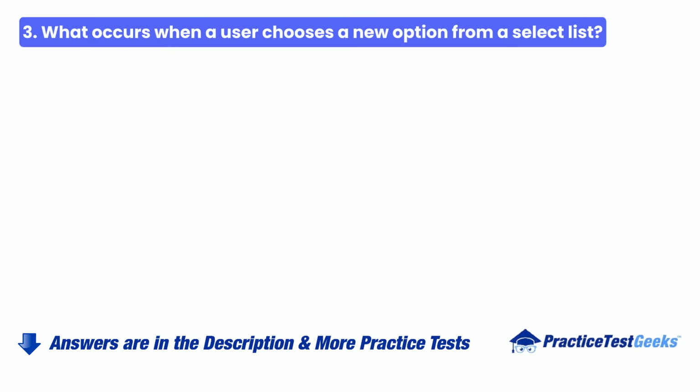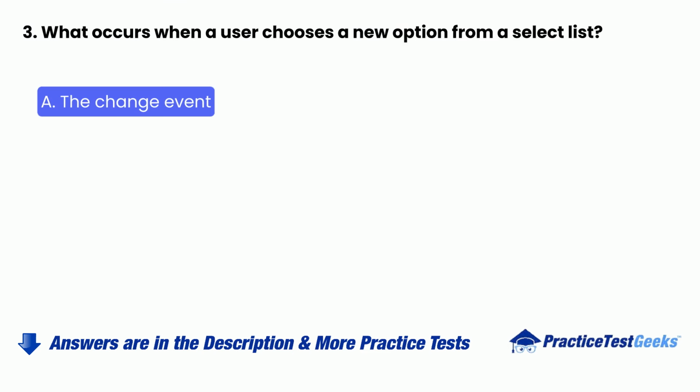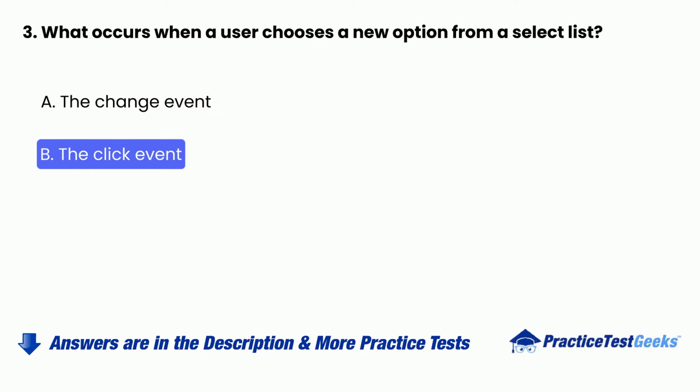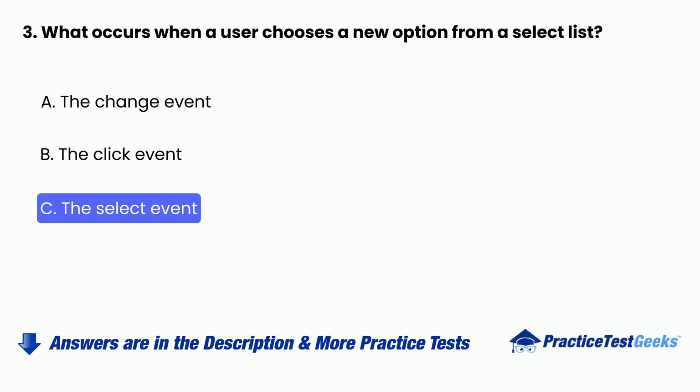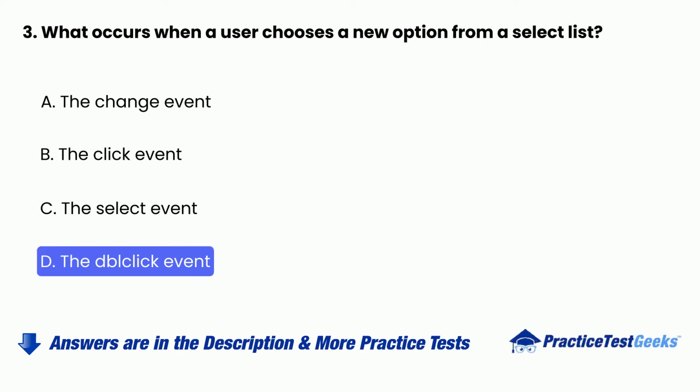3. What occurs when a user chooses a new option from a select list? A. The change event. B. The click event. C. The select event. D. The double-click event.